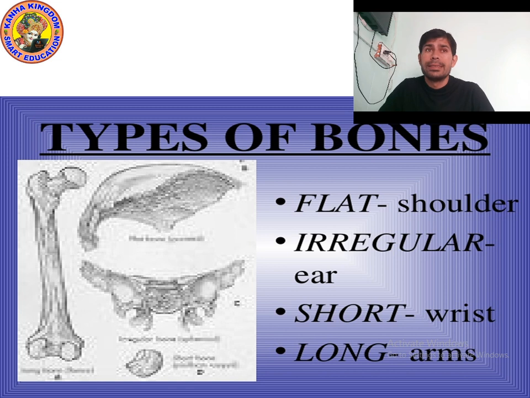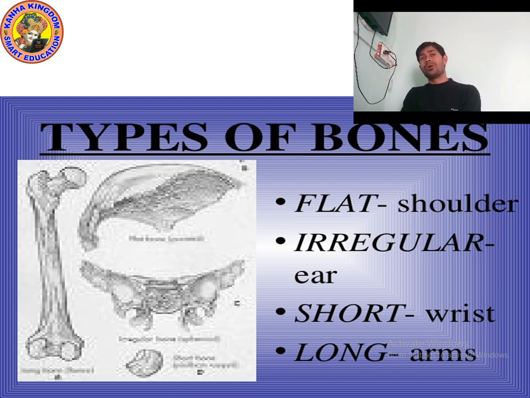Okay kids, so let's see the types of bones. There are four types of bones present in our body: flat bone, irregular bone, short bone, long bone. Flat bone is found in the shoulder, irregular bone is found in the ear, short bone is found in the wrist, and long bone is found in the arms.